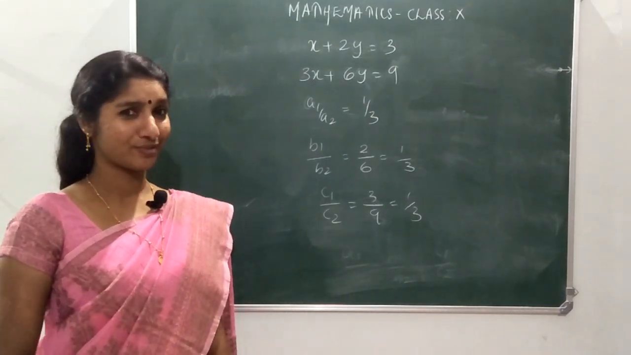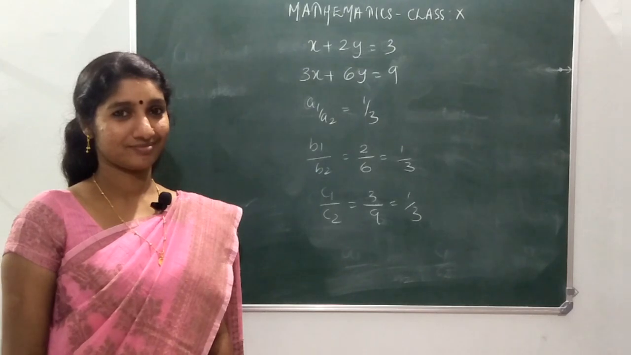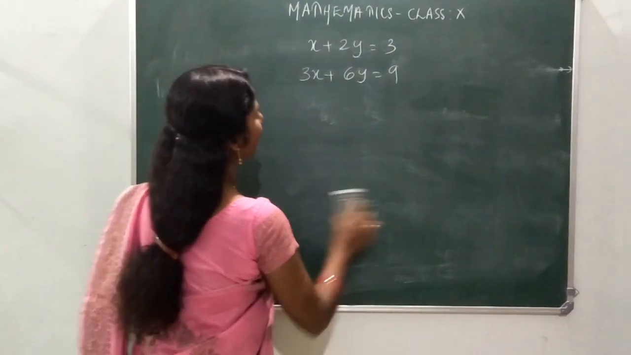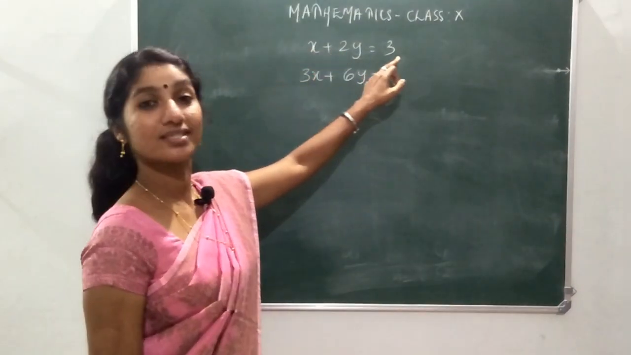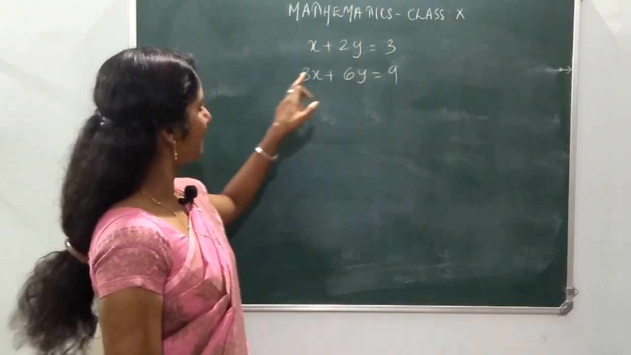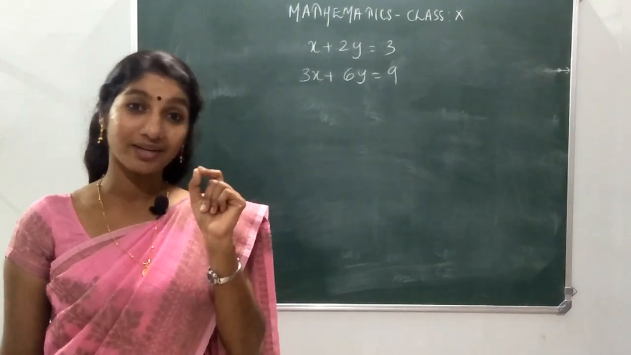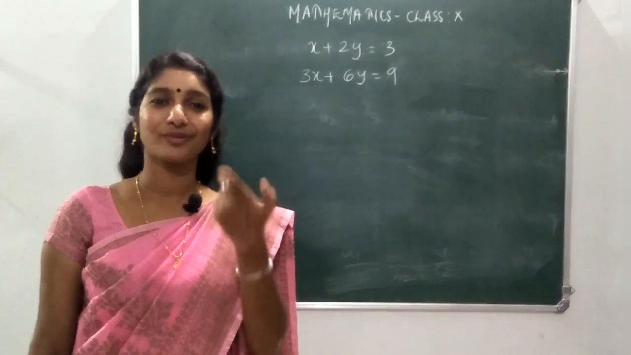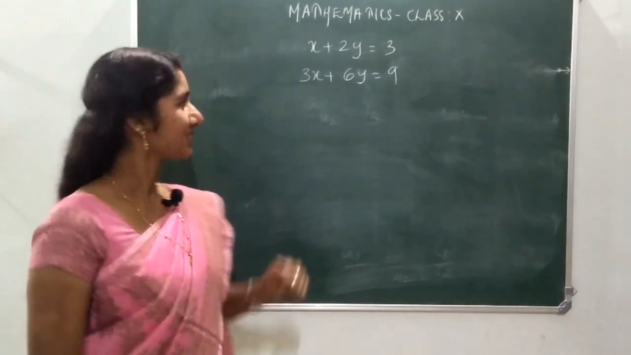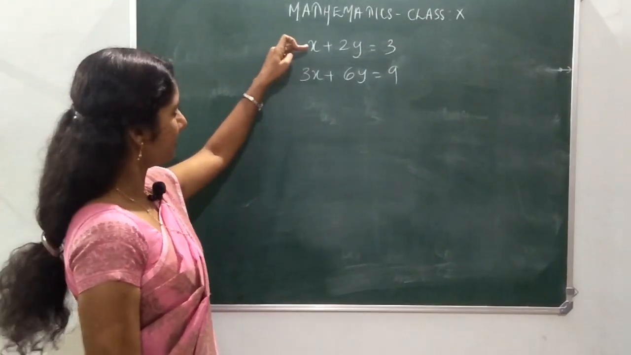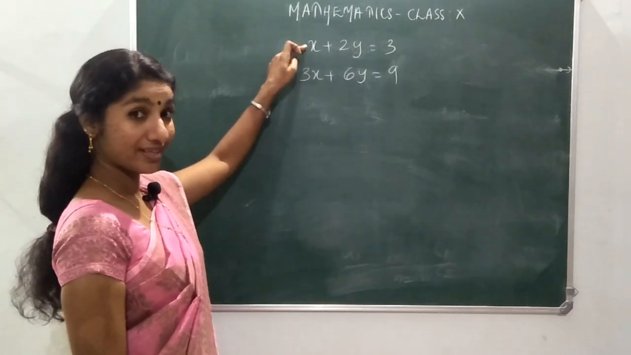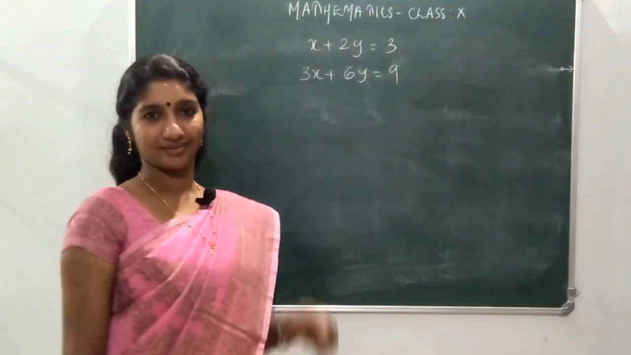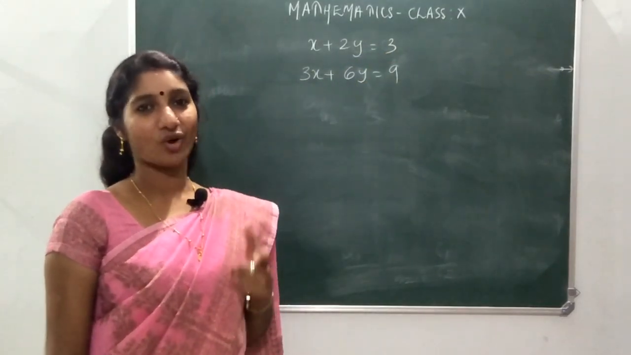Actually, I wrote it purposefully to make coincident lines. What did I do to get so? See, x plus 2y is equal to 3 is the first equation. For the second equation, I purposefully multiplied the first equation by 3 to give an example of coincident lines. So 1x into 3 is 3x, 2 into 3 is 6, 3 into 3 is 9. So we are getting coincident lines.